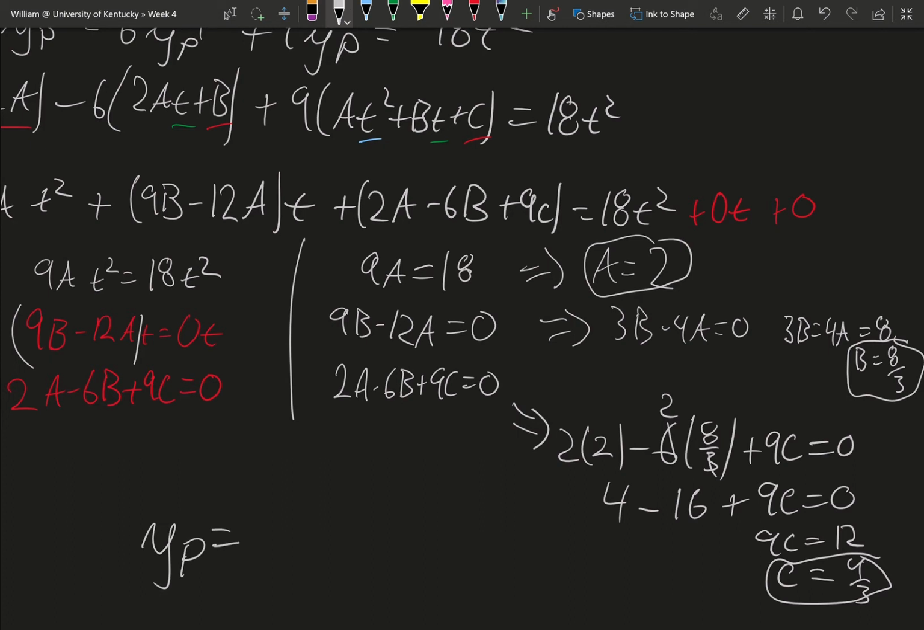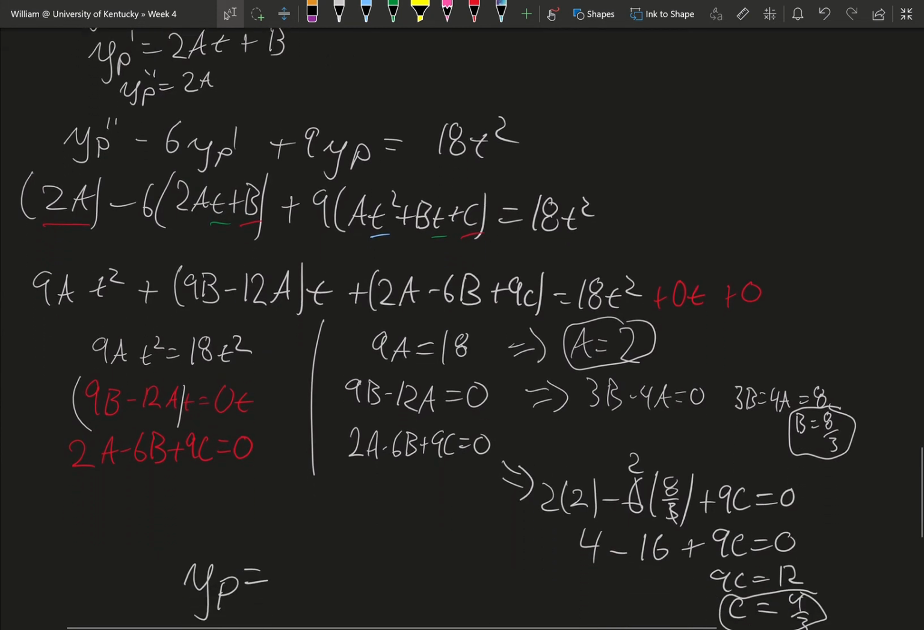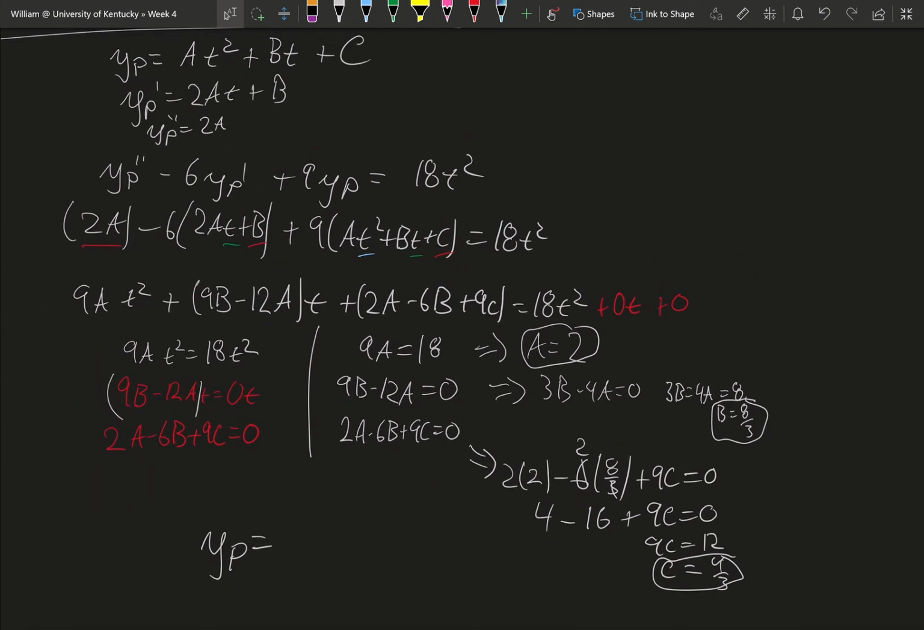Remember, just because we've solved for our constants, we're not done yet. We still should put it back in here first in our particular solution. So let's remember what it was. A was the 2, and that was our t squared coefficient, so this is going to be 2t squared. B was 8/3, and that is our t coefficient. And we got plus c, which is 4/3.